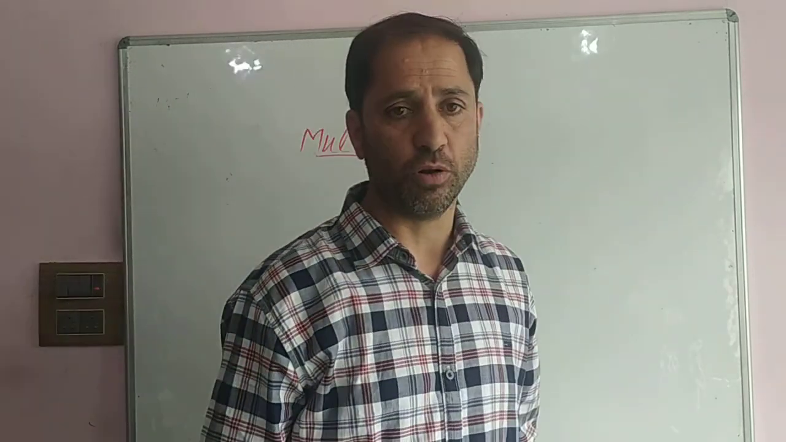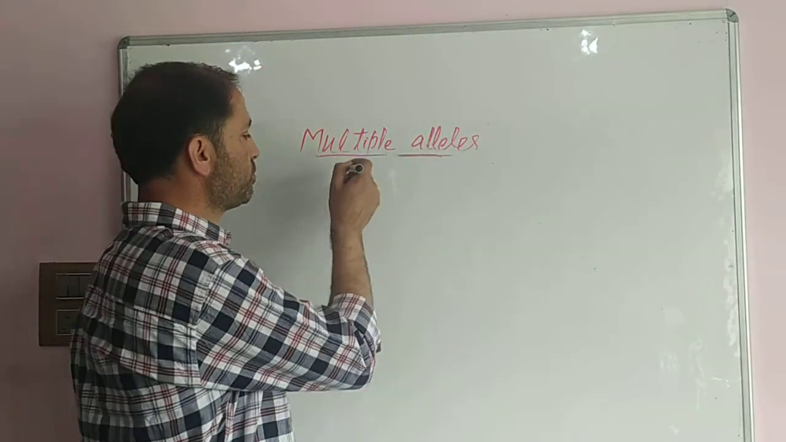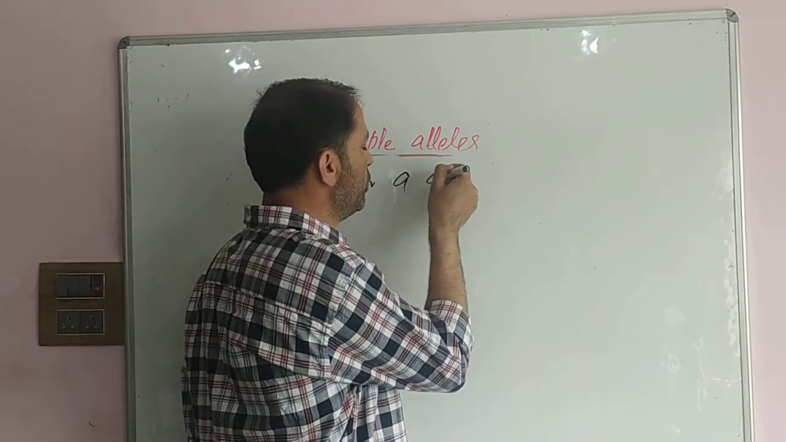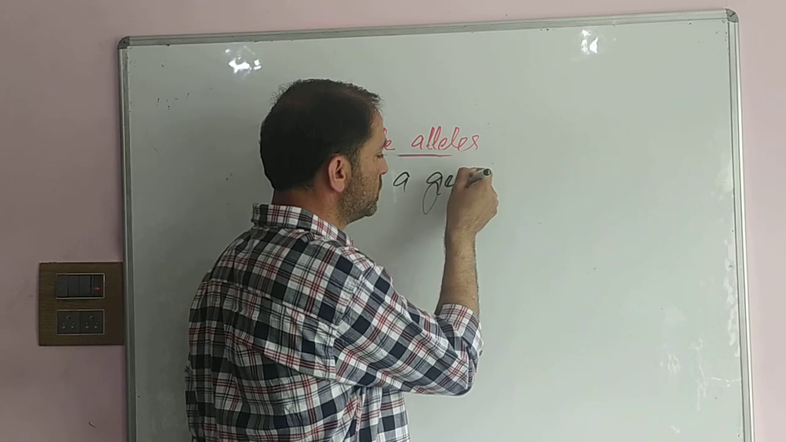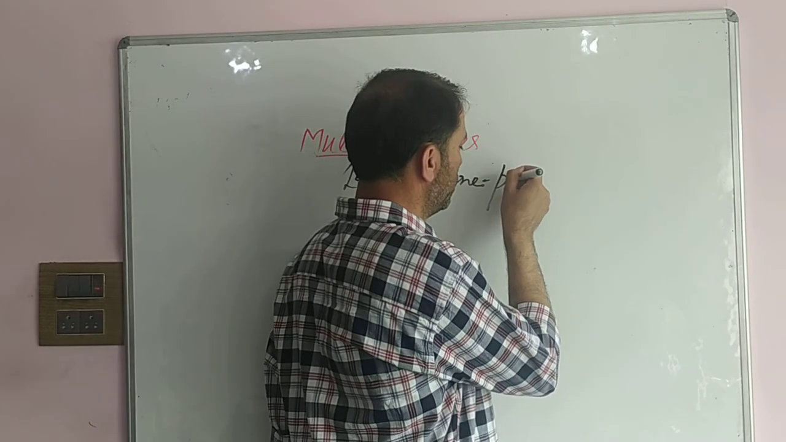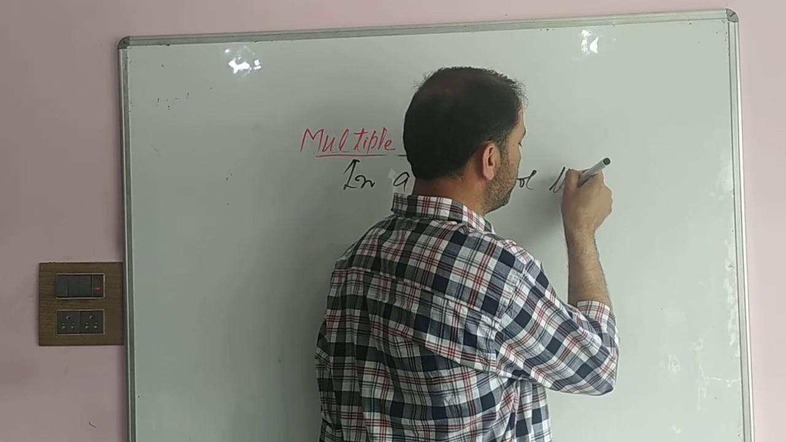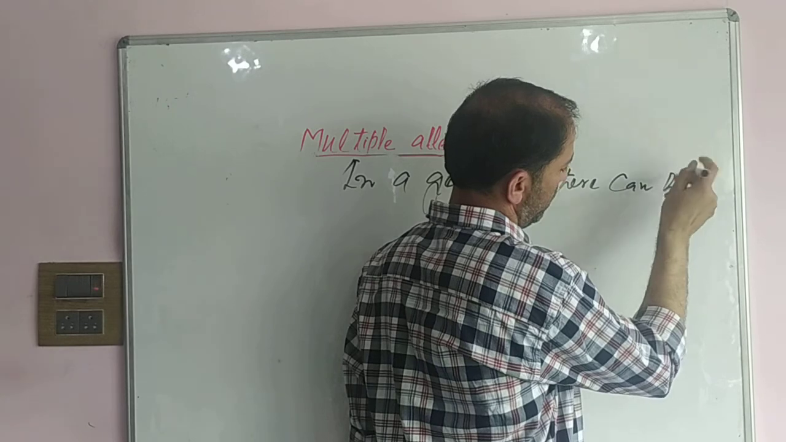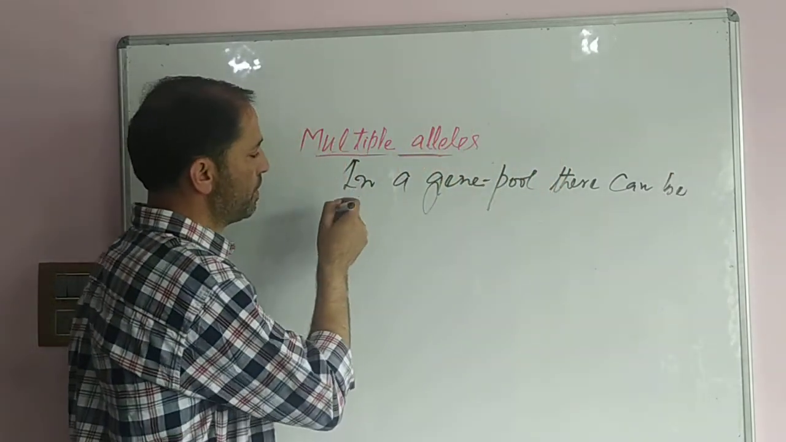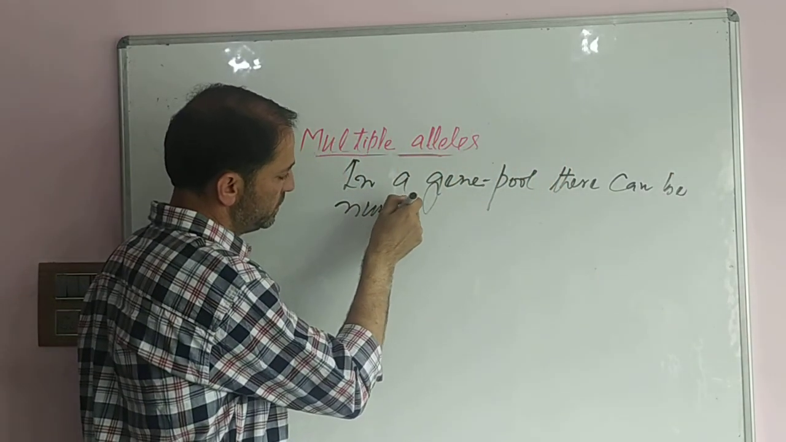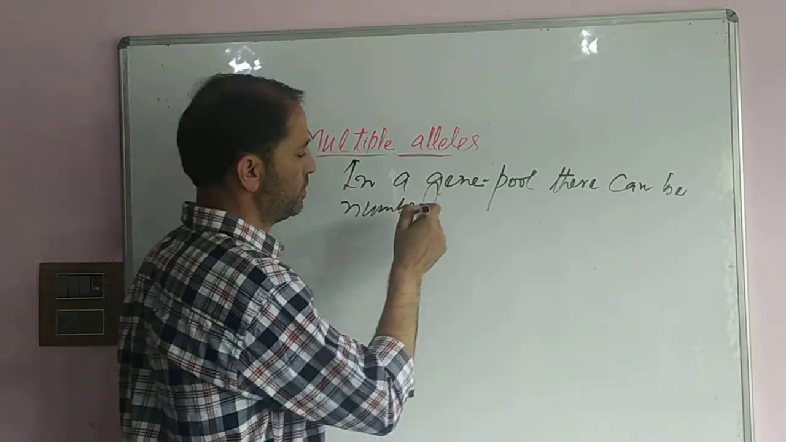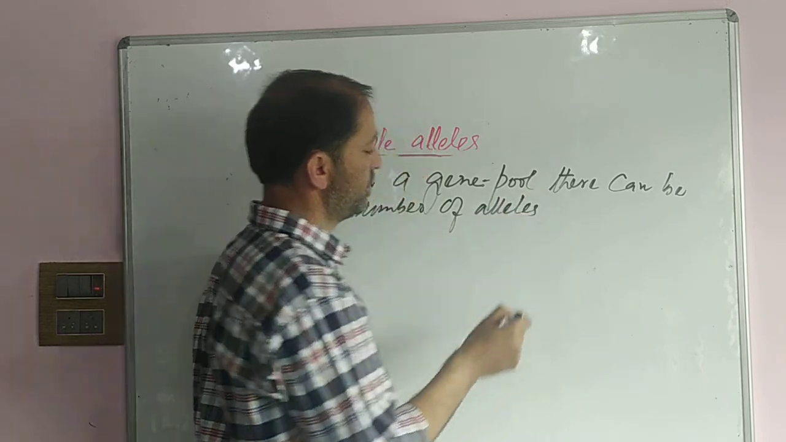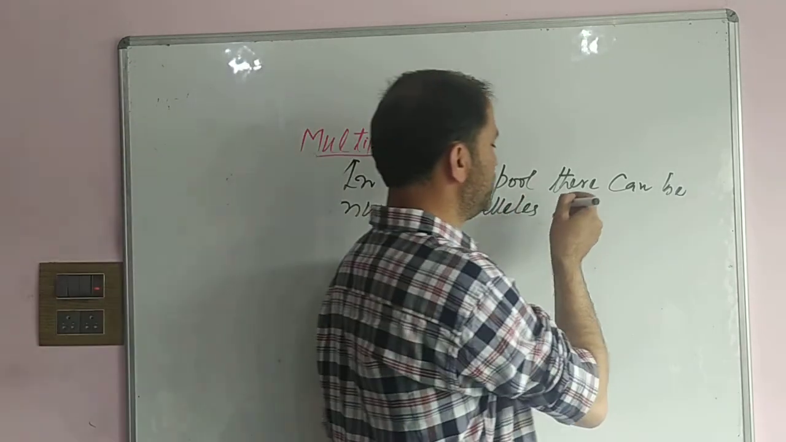In a population we speak of a gene pool. The total set of genes in a population is called a gene pool. In a gene pool, there can be a number of alleles of a gene.